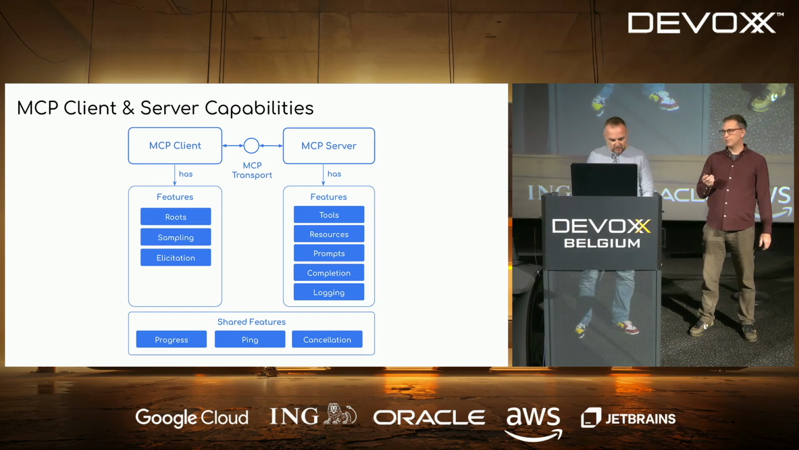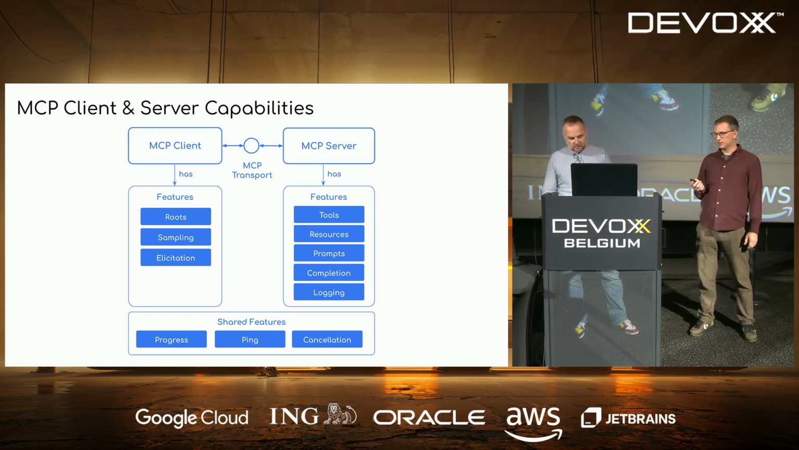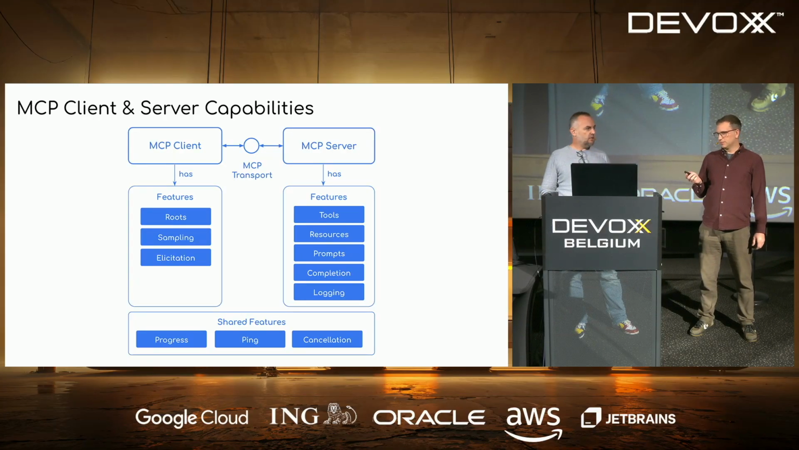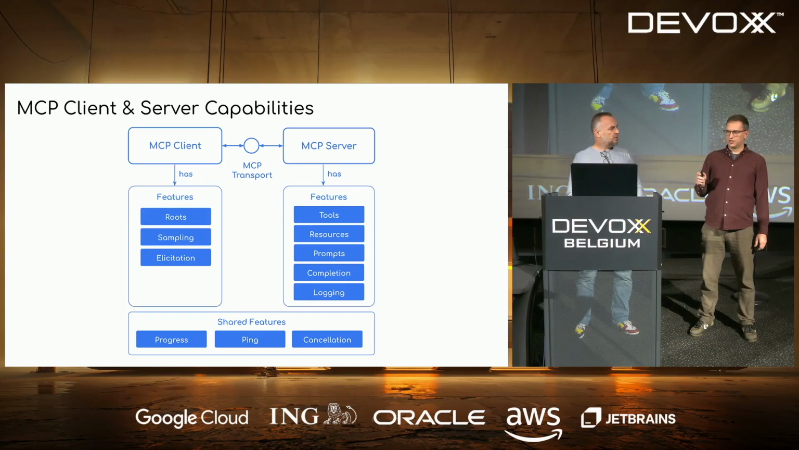So it can use sampling. That's a very interesting capability. When you call a tool or access any other resource or capability on the server side, the server can decide to sample the LLM for some data.